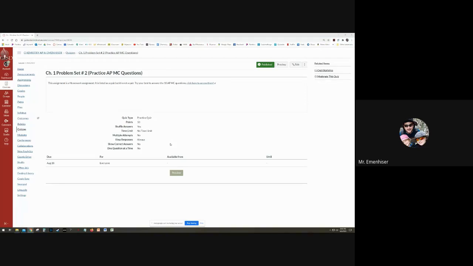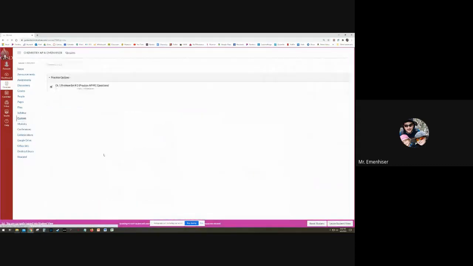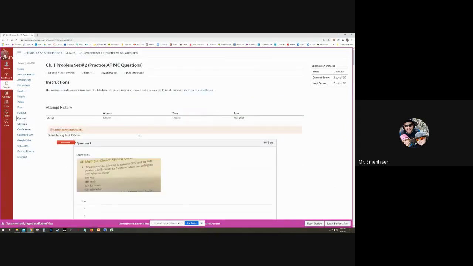Okay, as promised, I'm going to go through the Chapter 1 problem set number 2, which is the practice AP multiple choice questions. I'm going to do this as a student view. Remember that this was in the quizzes, so if you have not completed this and you don't have a grade for it, it is in the quizzes, okay?